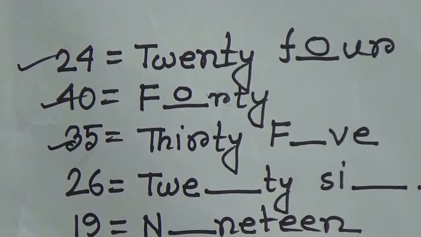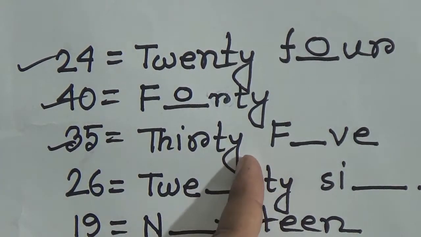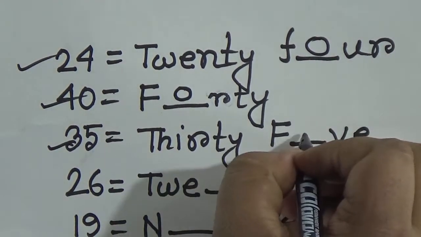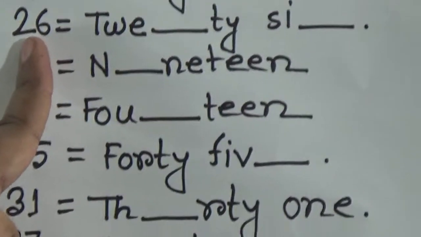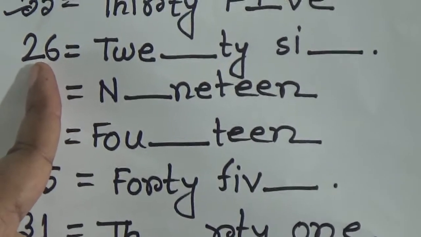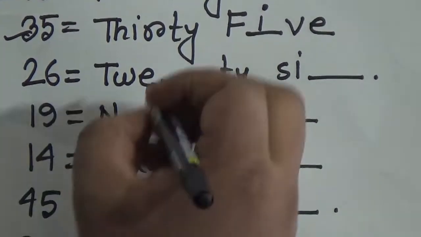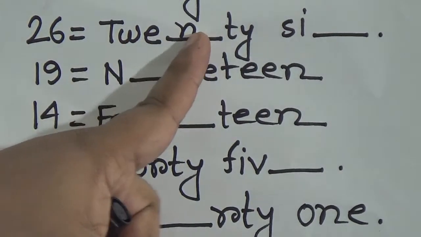30, what is the spelling of 30? T-H-I-R-T-Y. And what is the spelling of 5? F-I-V-E. So in the gap we write I, because I is absent here. Next one is 26. What is the spelling of 20? T-W-E-N, but here N is absent. So we write N. So T-W-E-N-T-Y.